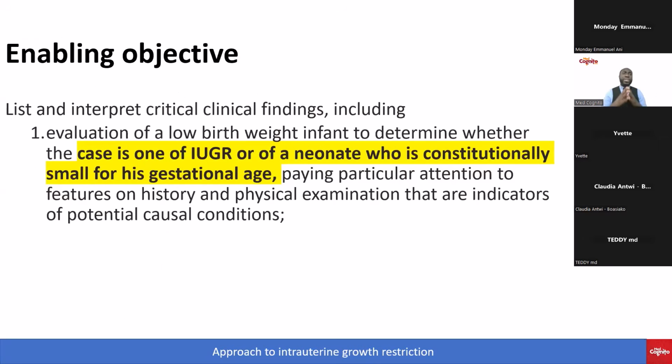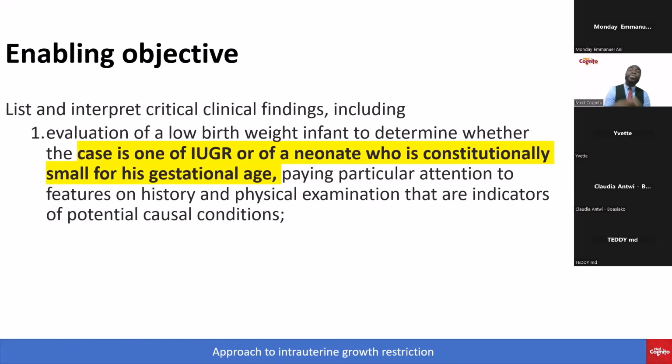Okay. So now another enabling objective. List and interpret critical clinical findings, including evaluation of low birth weight infant to determine whether the case is one of IUGR or a neonate who is constitutionally small for its gestational age. So this is very important because not every baby who is born who is small has IUGR.